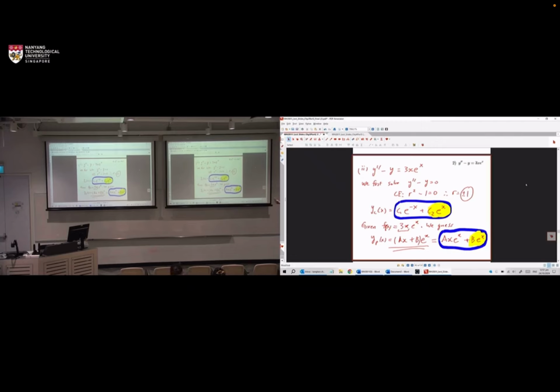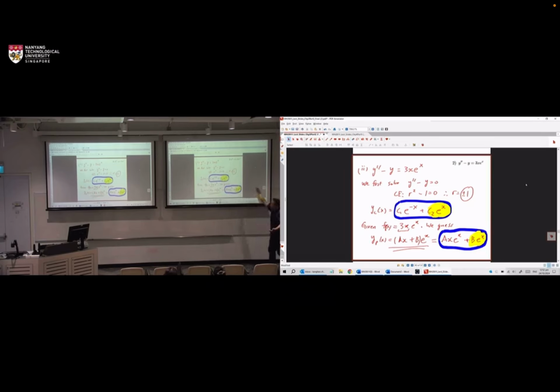You don't have r, right? Because there is no y prime. So it's r squared minus 1, set it to 0 and solve. You get r equal to plus or minus 1. So your yc is just c1 e^(-x) plus c2 e^(x).